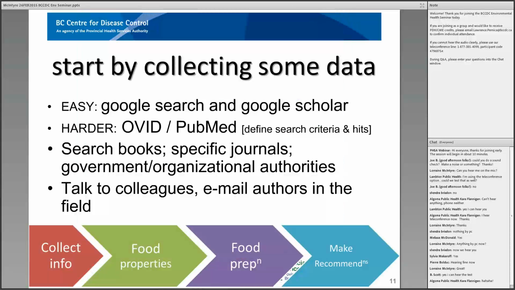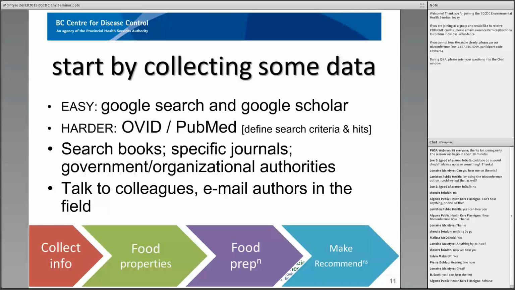Okay, so how practically do we approach food risk assessment in environmental health? Well, the easy thing to do is to do a Google search, or perhaps look on Google Scholar. And you know, we wiki all the time. We're just like you guys. We go to Google and enter something in and see what pops up. A little bit harder is to do a proper database search of OVID or PubMed. We use that when we're checking for illnesses. And in that case, we define our search criteria and the number of hits that we get. So it's not truly a critical review, but it's something quick that we can do to inform ourselves.